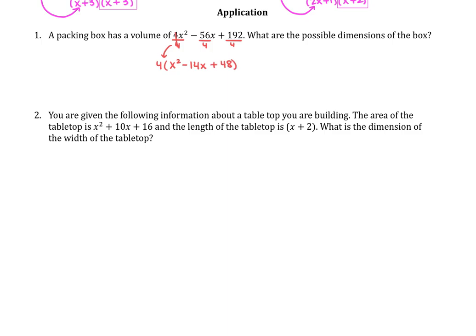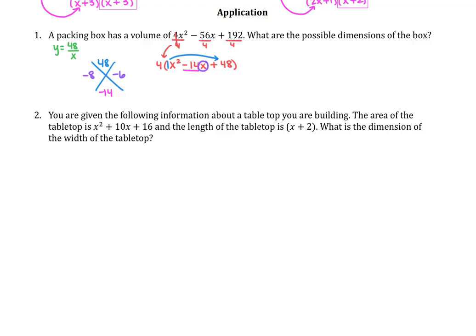Now that I'm here, I have a trinomial in the parentheses, so I'm ready to do my a times c. I'm going to multiply 1 times 48 to get 48, and I'm looking for a number that adds to be negative 14. So I'm going to type in my calculator, y equals 48 divided by x. I'm going to find that my two factors would be negative 8 and negative 6.